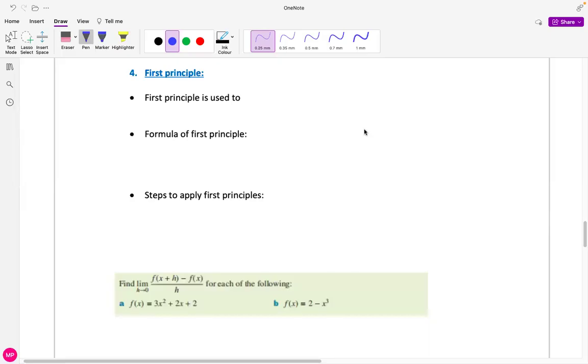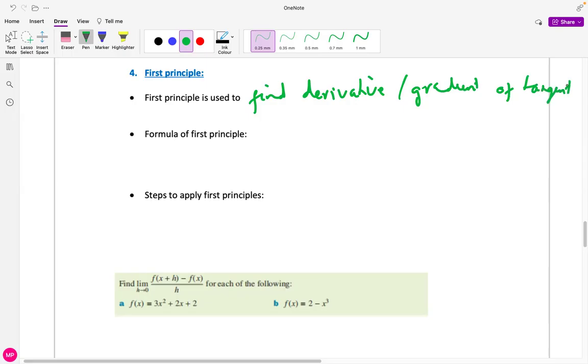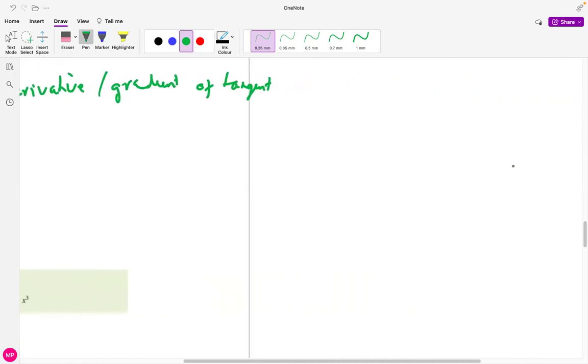Hi everyone. In today's lesson we're going to look at how to apply first principles to find the derivative of something. The first principle is used to find the derivative, or we can say the gradient of the tangent. It's just a longer way to do it without going through a formula. So what is the idea of the first principle? Let me just do it here.